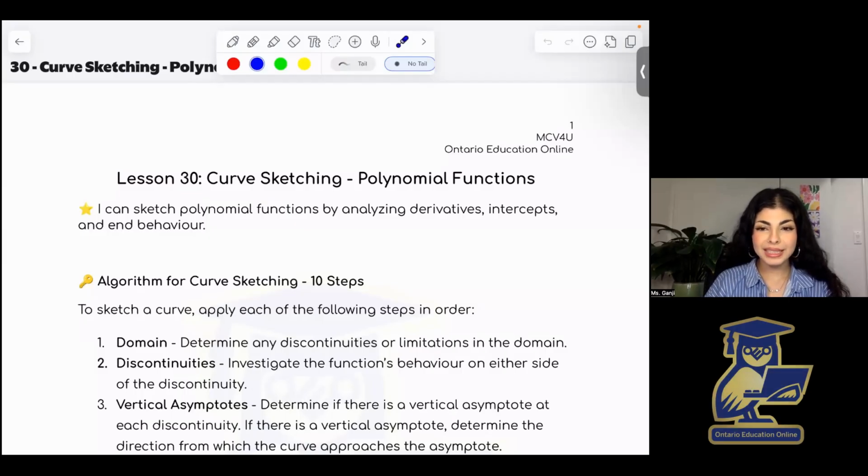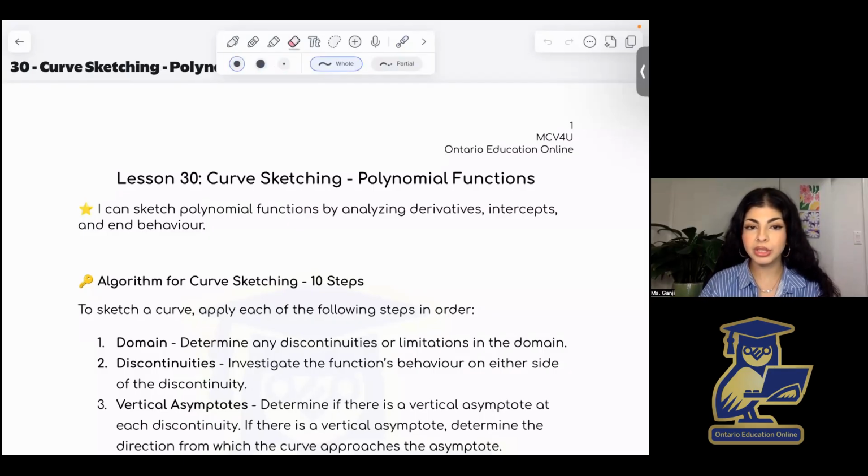Hello and welcome to lesson 30, where we are officially starting curve sketching. So you've seen different characteristics of graphs. We looked at critical points, asymptotes, and points of inflection, as well as the first and second derivative tests. And now we're going to put all of that information together and start sketching graphs.